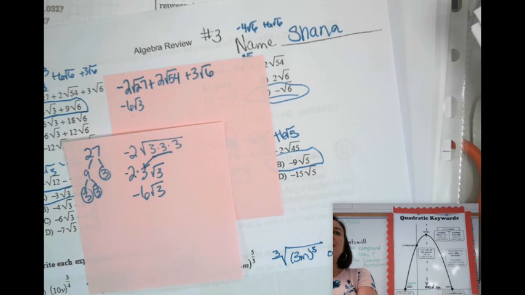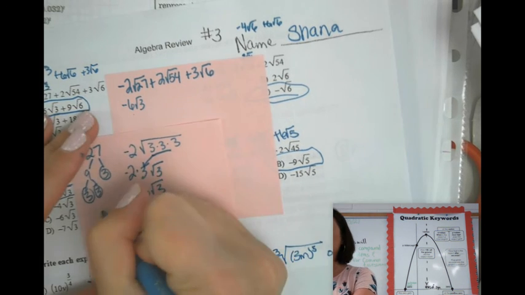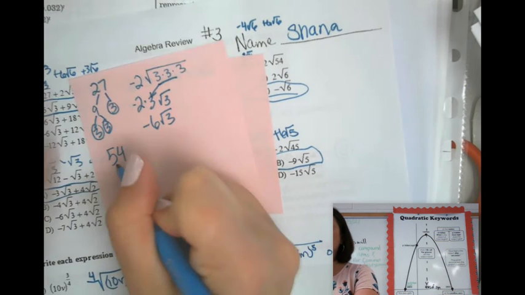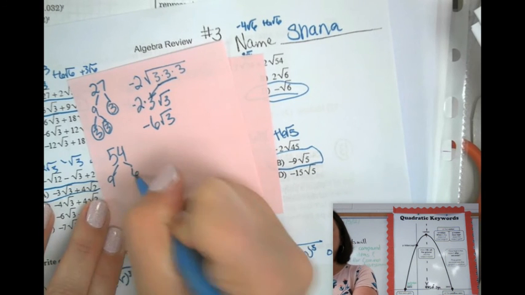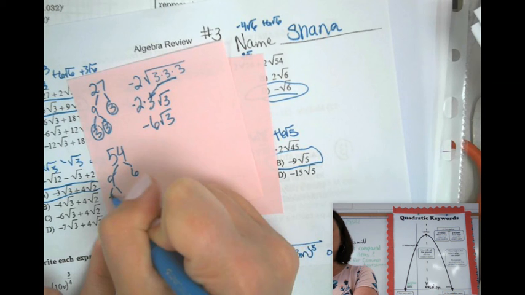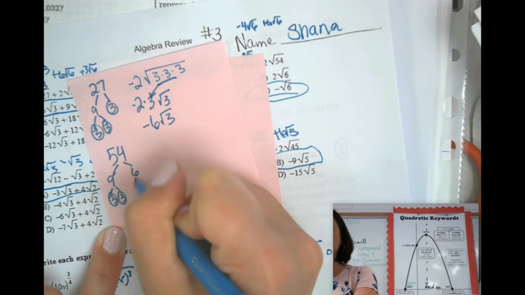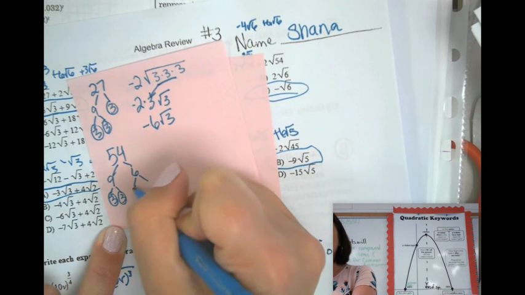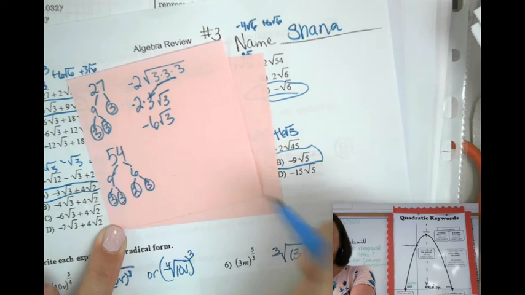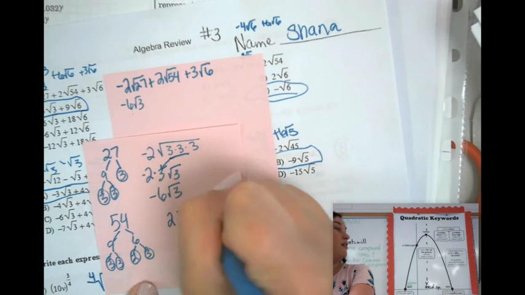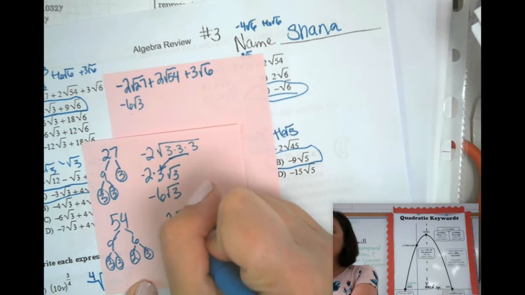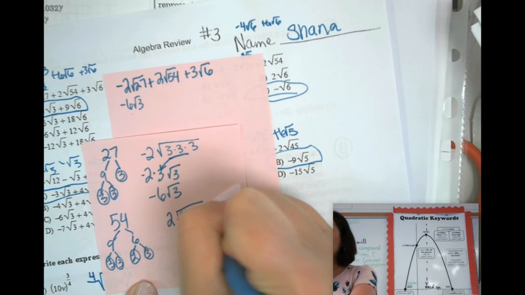So now I've got to do a factor tree for what? 54. So I'm going to come over here on my sticky note. That's 9 times 6. 9 is 3 times 3. And remember, every time you get to a prime number, you circle it. 6 is 2 times 3. So in my original, it was 2 square roots of 54, so I leave the 2 out front. I put the 2 with 3, 3.